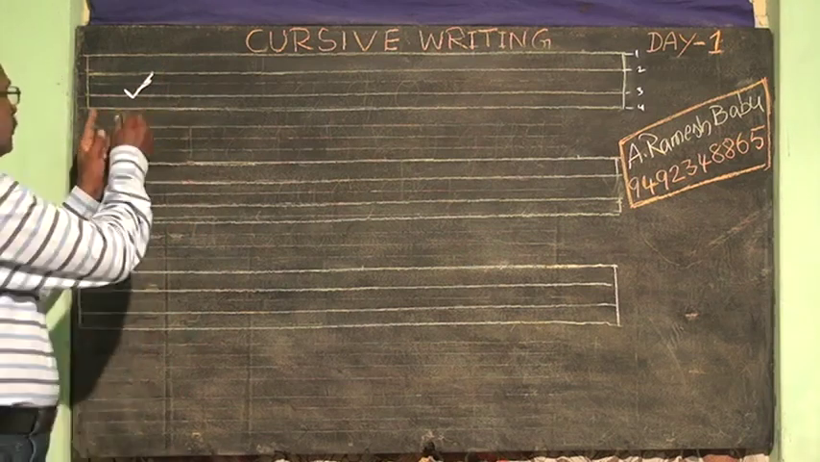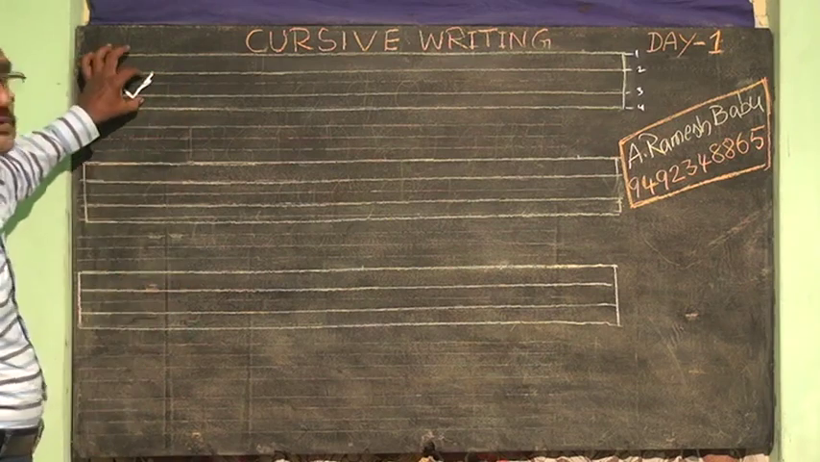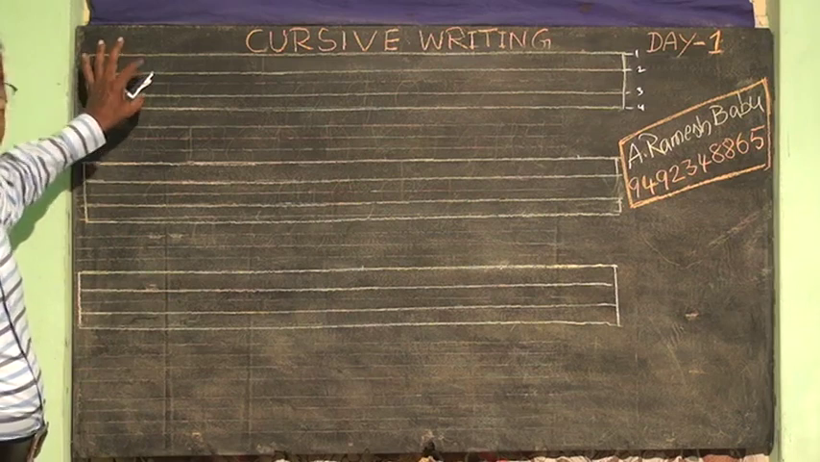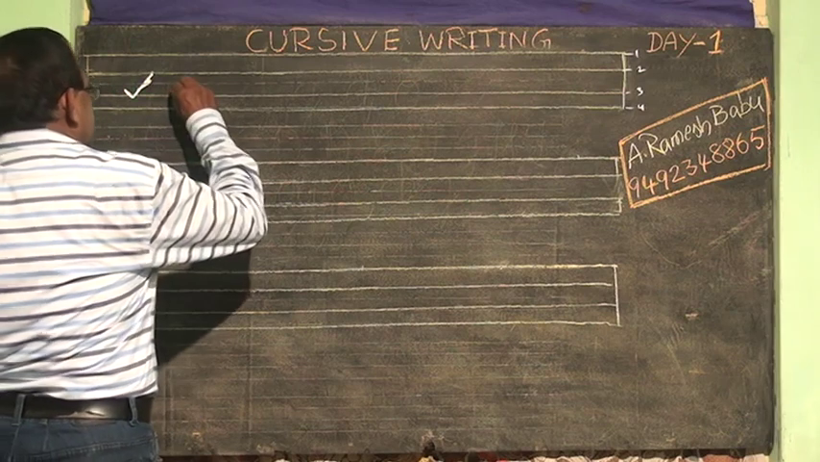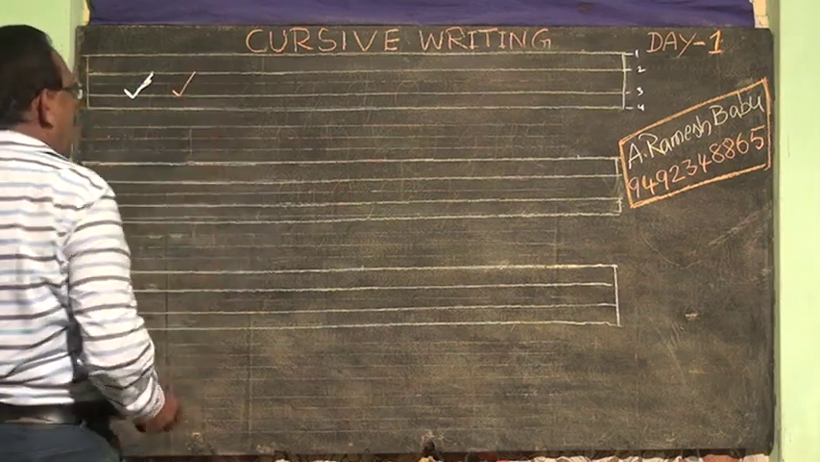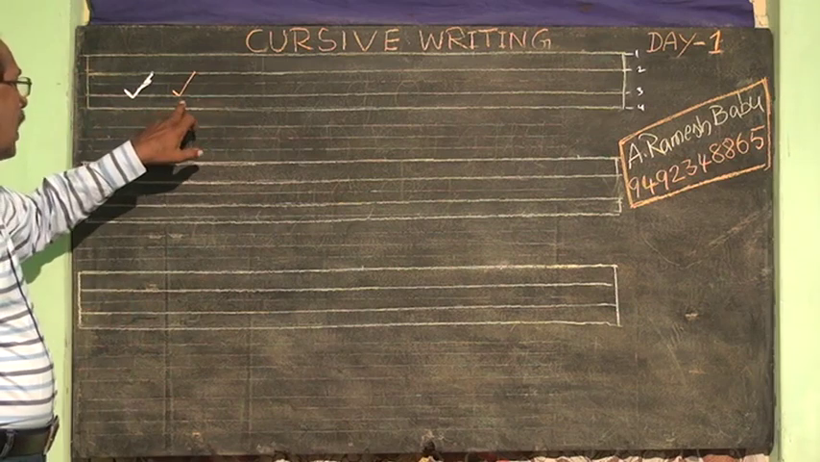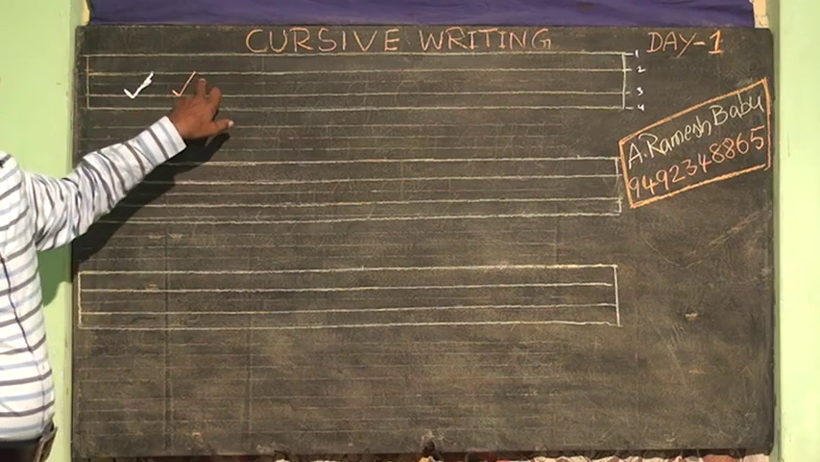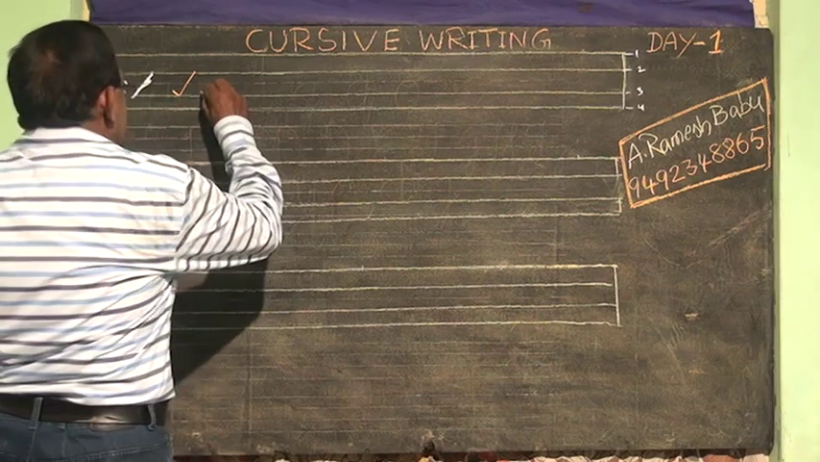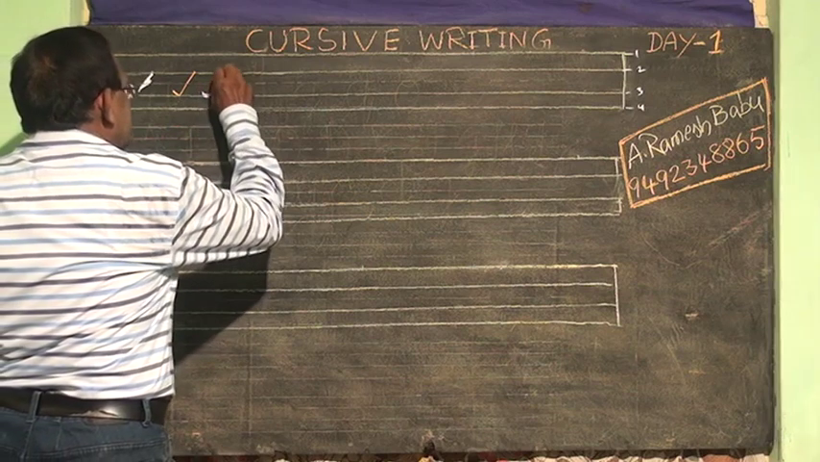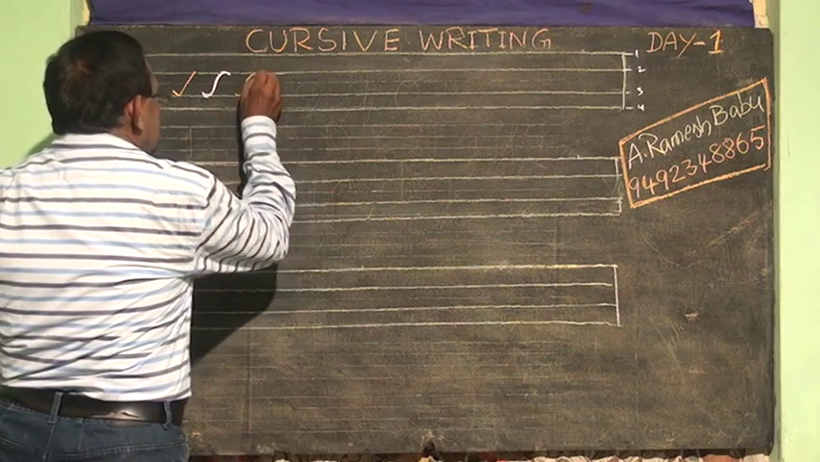After that, you have to curve it at the bottom and the top. I wrote the letter in the middle 2 lines only. You observe very carefully. I wrote this right mark in the middle of the 2 lines only, in this way. After that, you make it a curve, from the bottom and the top of the right mark. In this way, make it a curve.